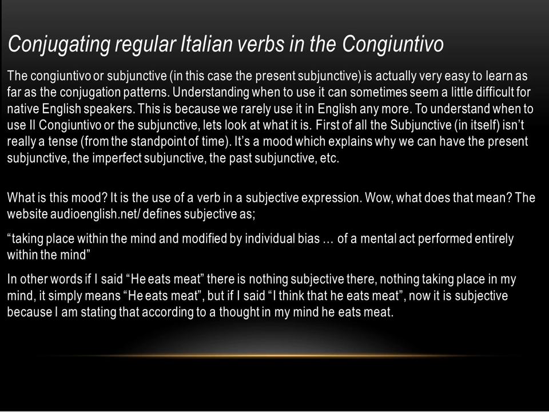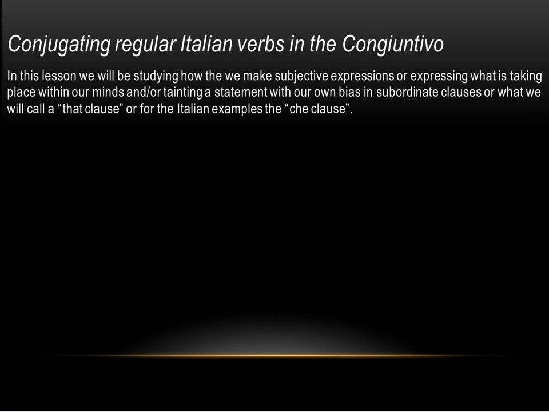In other words, if I said he eats meat, there's nothing subjective here, nothing taking place in my mind. It simply means he eats meat. But if I said, I think that he eats meat, now it's subjective, because I am stating that according to a thought in my mind, he eats meat. In this lesson, we're going to be studying how we make subjective expressions, or expressing what is taking place within our minds, and or tainting a statement with our own bias in a subordinate clause, or what we will call a that clause, or for the Italian examples, the che clause.